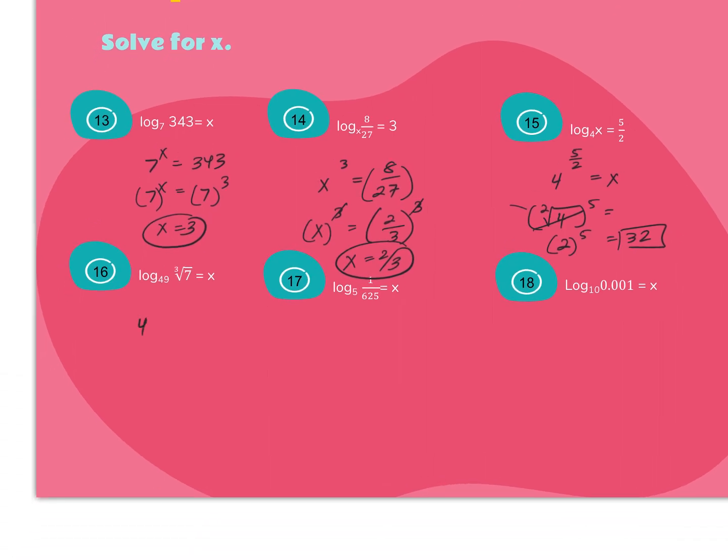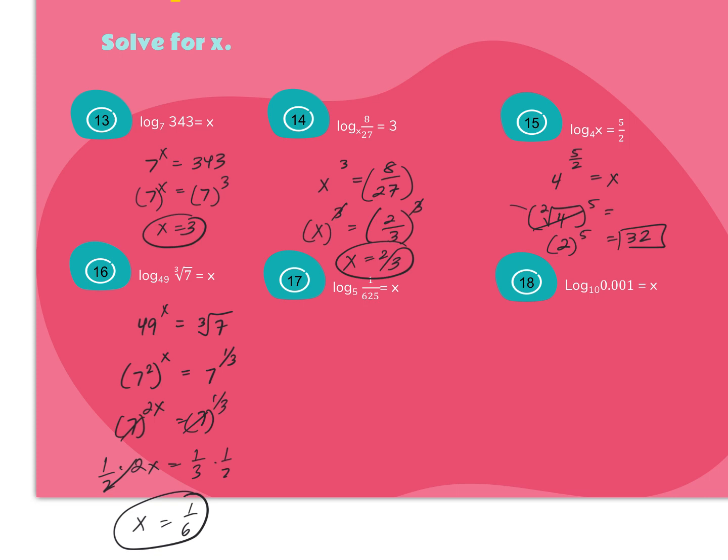Again, keep going. 49 to the x power equals the cube root of 7. So let's think about this. 49 is 7 squared to the x power, and this is 7 to the 1/3 power. So this is going to be 7 to the 2x equals 7 to the 1/3. My bases are the same, so 2x equals 1/3. I'm going to multiply by a half, and I'm going to get that x equals 1/6. So again, you have to know how to work with fractions and square roots.